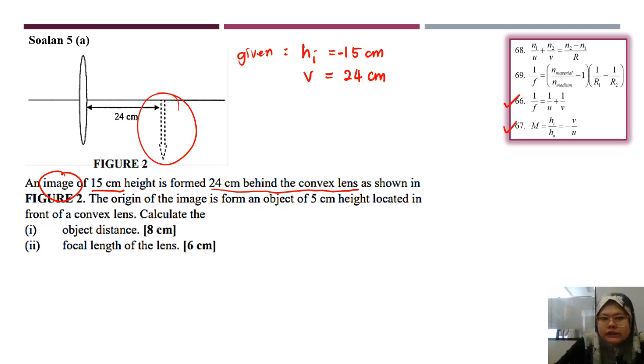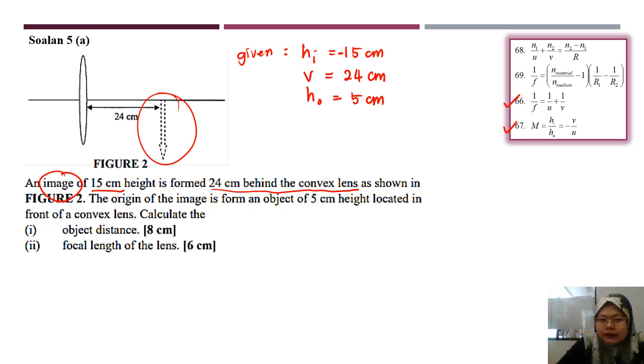Okay, so the origin of the image is from an object 5 cm height located in front of the convex lens. So maksudnya dia bagi dekat awak H0, which is 5 cm. Okay, so calculate the object distance. Dia minta object distance U tu berapa.